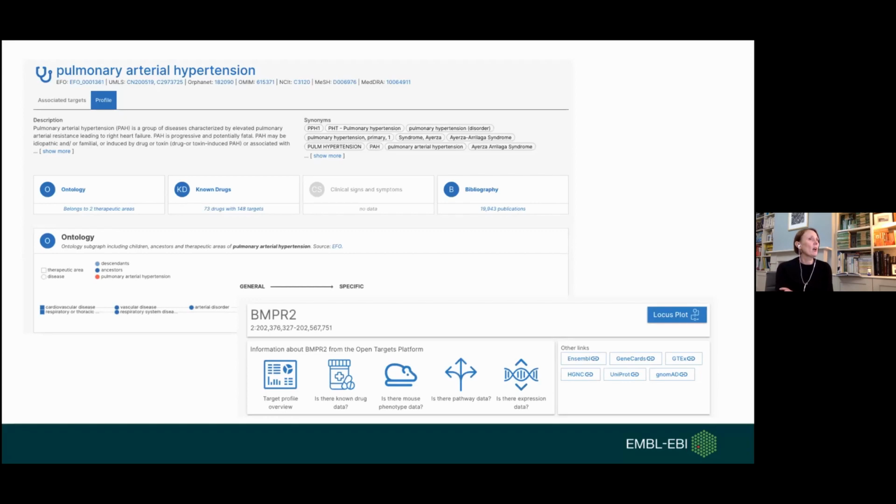And here's a second slide. And at the bottom of this slide, I've shown the target profile and the evidence piece. Is there known drug data, is there mouse phenotype data, is there pathway data, is there expression data. But actually we can go beyond this now, and we can actually start to look inside individual studies, and the most commonly used ones are large GWAS, so UK Biobank and FinnGen are great examples of that. And we can actually start to get past association and into causation.